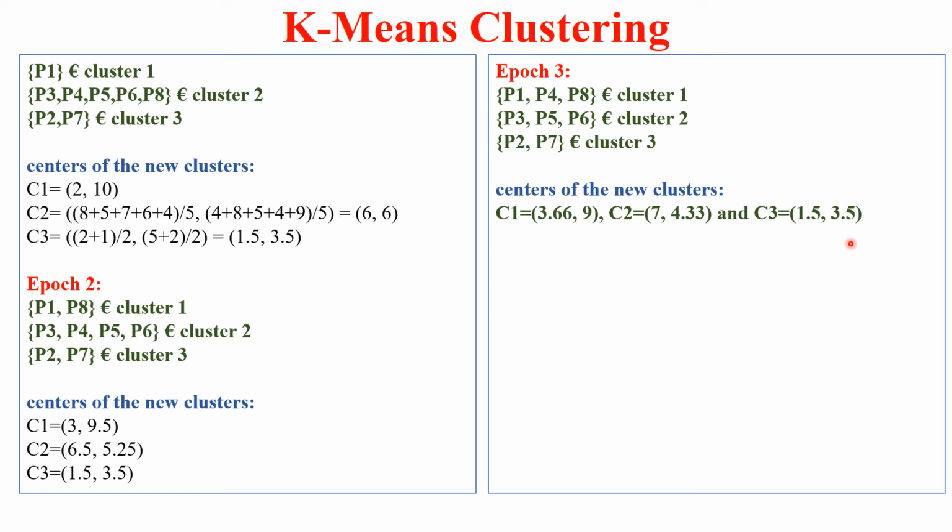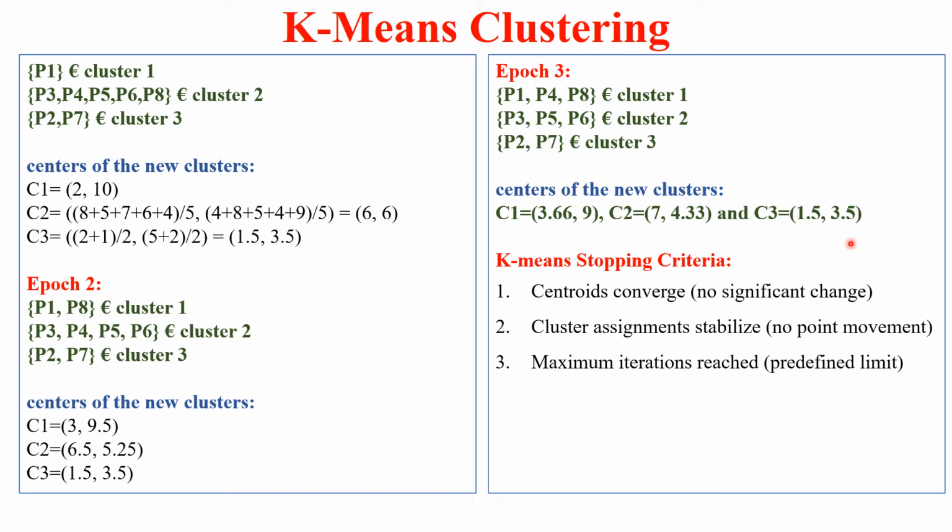So the epochs will go on, and there are some stopping criteria which we need to follow to reach convergence. Number 1, the centroids converge. There should not be any change in the centroids. Number 2, the cluster assignments need to stabilize. There should not be any point movement from one cluster to the other. Number 3, maximum iterations reached. So we set a predefined limit and we run it for that many iterations. These are all the 3 stopping criteria for this k-means clustering algorithm.